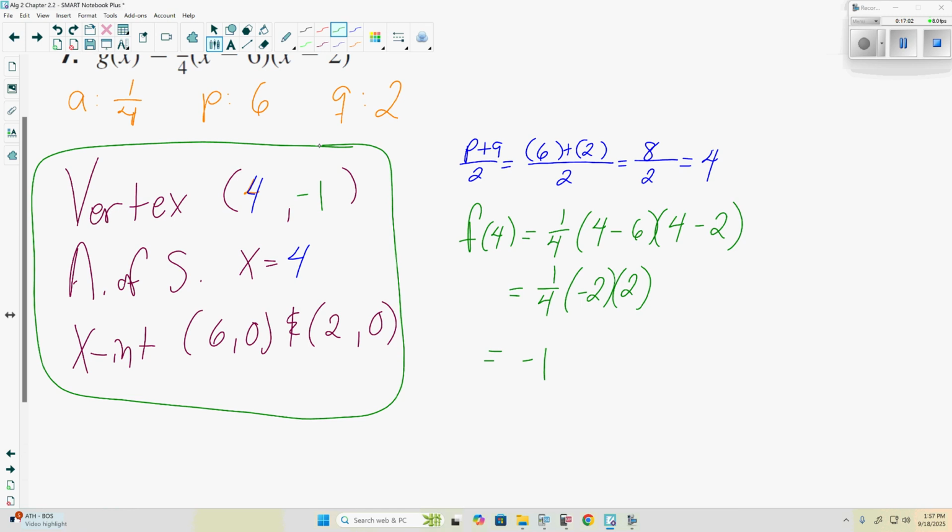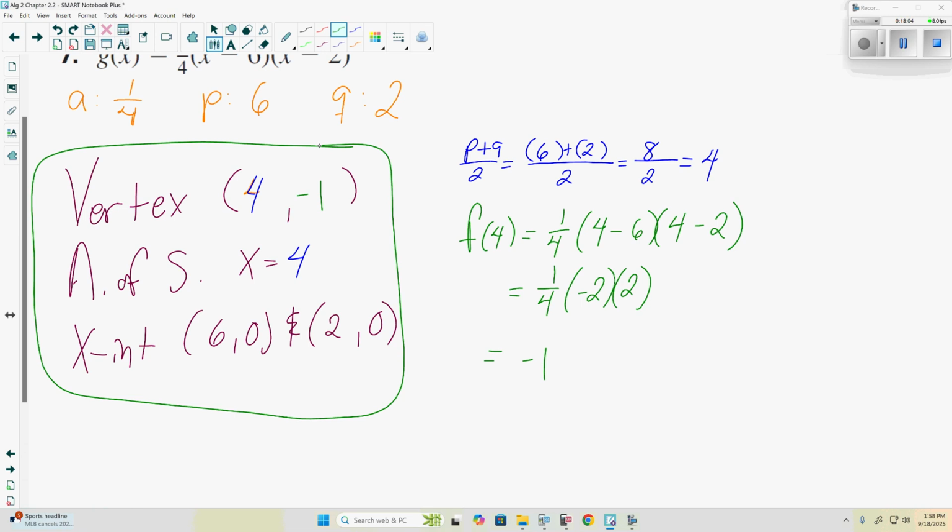Questions on this here? Yes. No. I mean, if you want to, for the two behind you. For the what? For the p plus q over 2? Yeah, that's all it is. It's find the average between the two. That's really all it is, because the vertex and the axis of symmetry are going to be between the two x-intercepts.